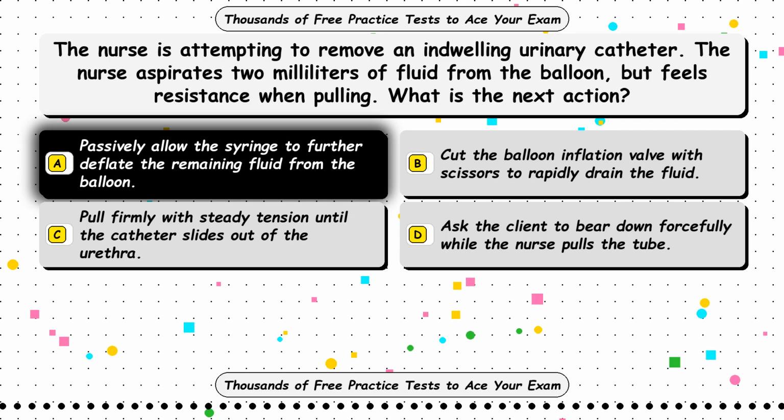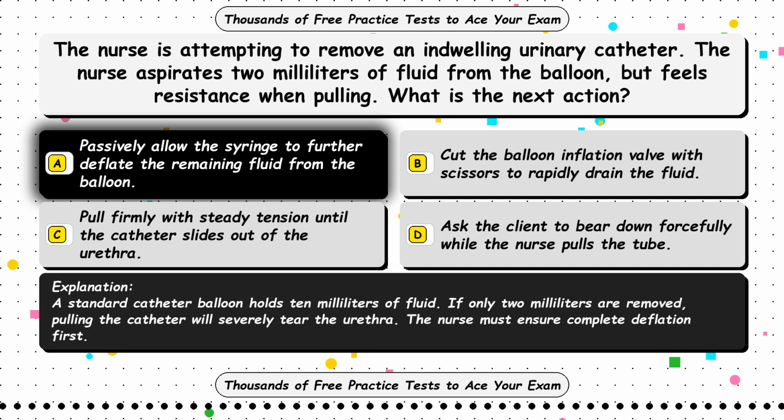The correct answer is option A. Passively allow the syringe to further deflate the remaining fluid from the balloon. A standard catheter balloon holds 10 milliliters of fluid. If only 2 milliliters are removed, pulling the catheter will severely tear the urethra. The nurse must ensure complete deflation first.